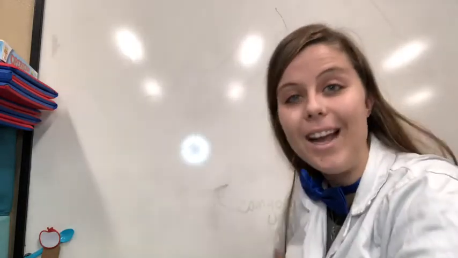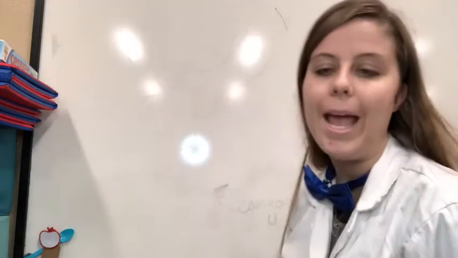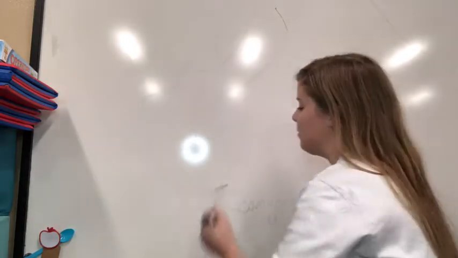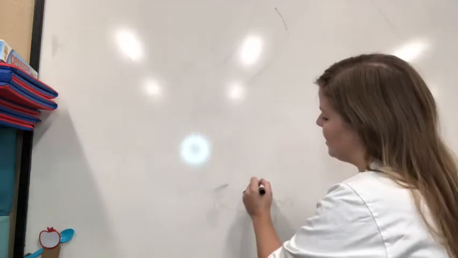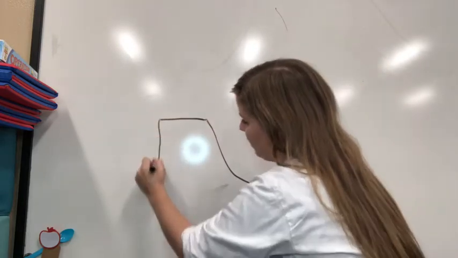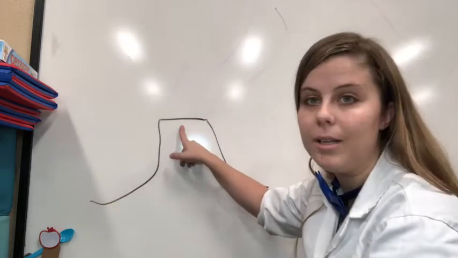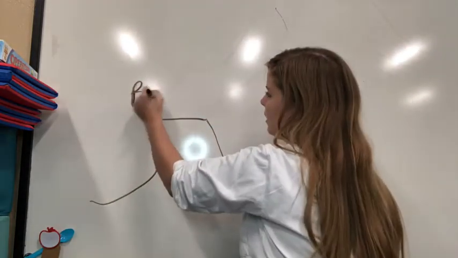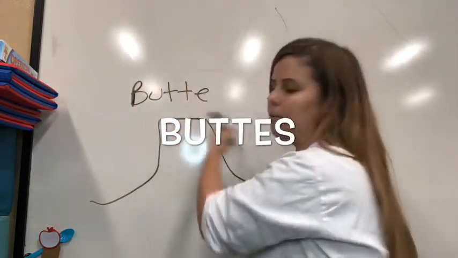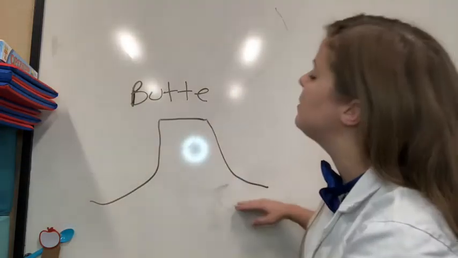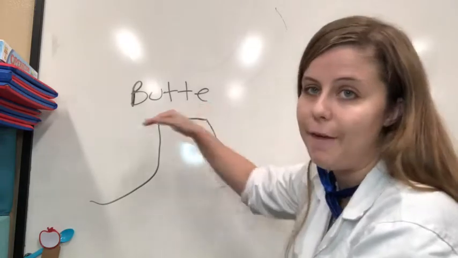So now our next one is butte and plateau. They're going to go together. A butte is a hill that has really steep sides, a flat top, and really steep sides. It's important that it has that flat top. That flat top makes it a butte, which is B-U-T-T-E. Make sure you have that E or you have something completely different. A butte is a steep hill with a flat top.